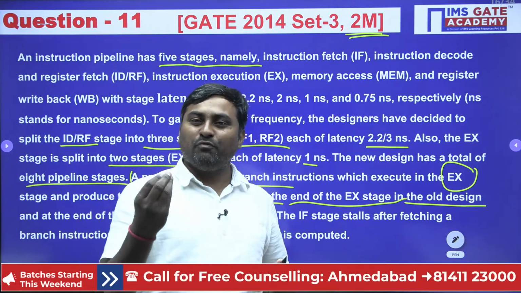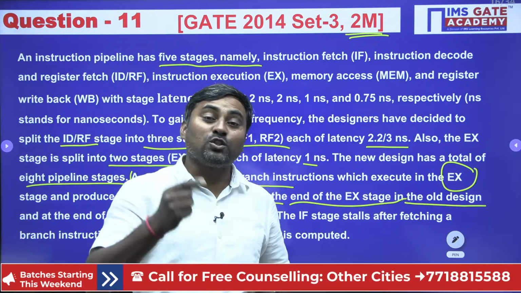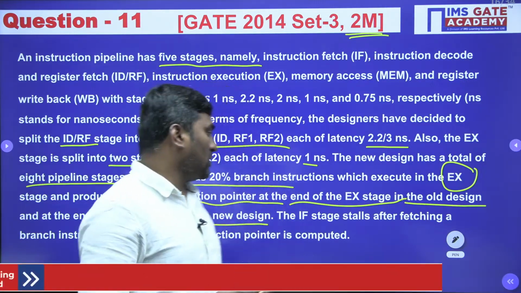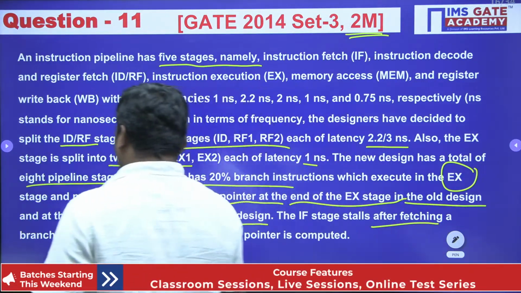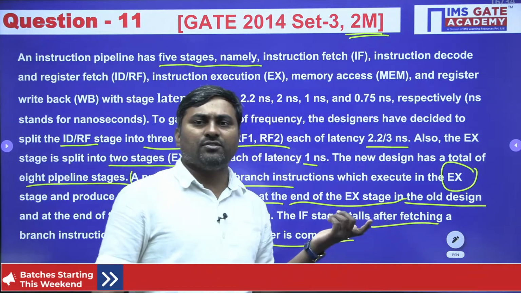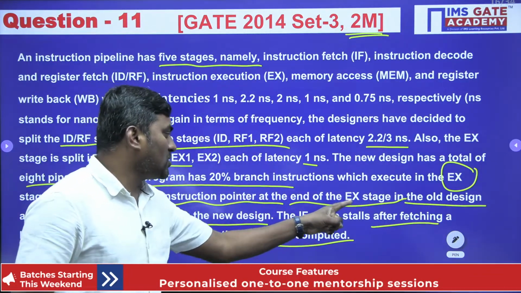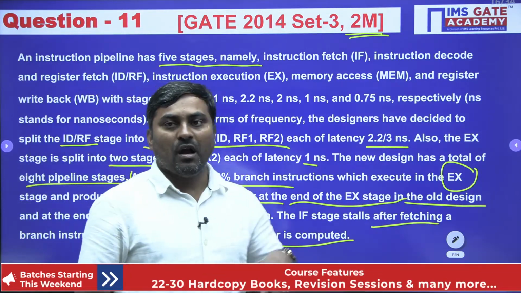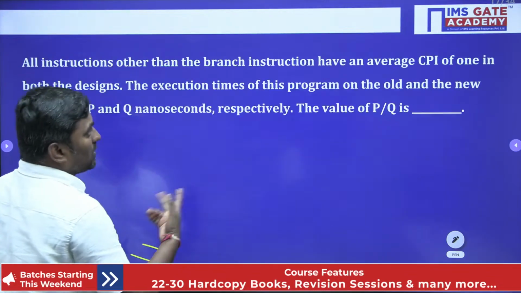The old pipeline means 5 stages, right? In that, the execution stage produces the target address. In the new pipeline, the execution 2 stage produces the address of the target instruction. The instruction fetch stage stalls after fetching a branch instruction until the next instruction pointer is computed. After the branch instruction, no instruction is fetched until the branch outcome comes. So a penalty will be there.